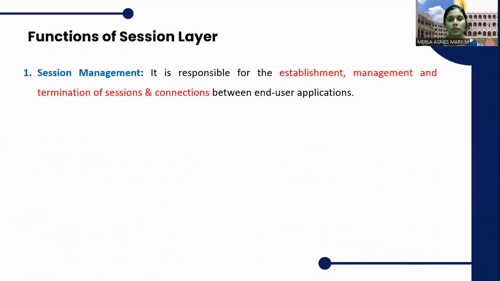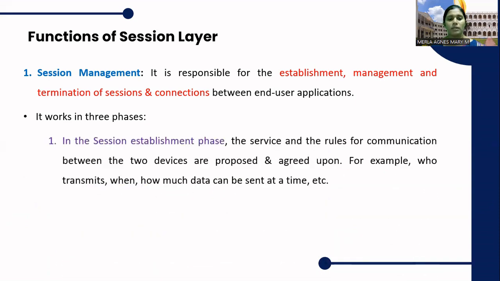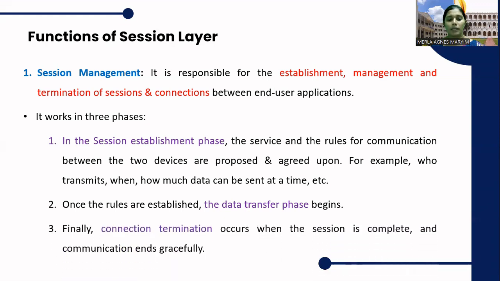The functions of the session layer: the first function is session management. Session management is responsible for establishing, managing, and terminating the connections. It has three phases, like the transport layer. The first phase is the session establishment phase. In this phase, the communication is based on the rules given, and the two devices propose and agree. The second phase is the data transfer phase. After the connection is made, it transfers the data, and finally the connection termination phase works and the connection is terminated.